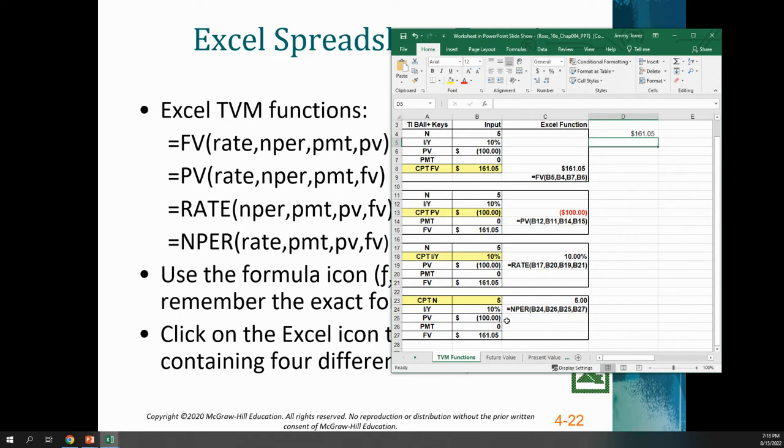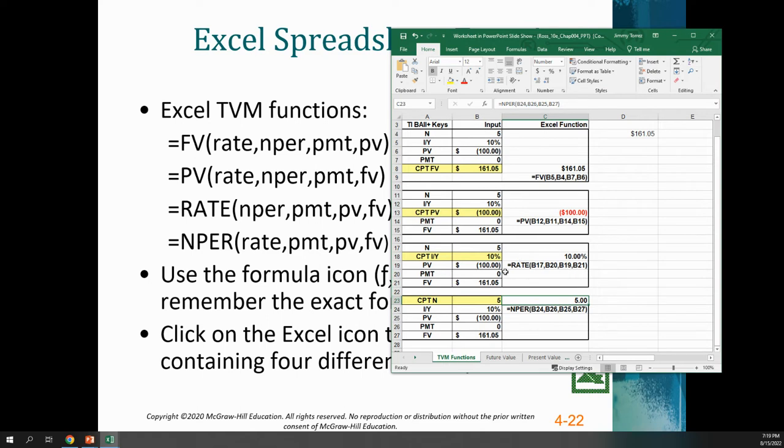Here we have the number of periods. B24 is 10% or 0.1. B26 is the number of payments, that would be 0. B25 is I over Y, which is our present value, which is negative 100. And B27 is our future value, which is 161.04, and it gives me the number of periods is 5.